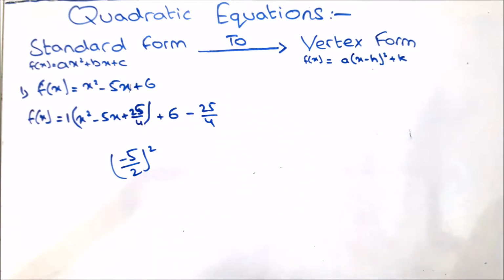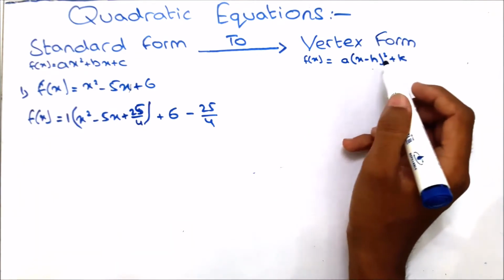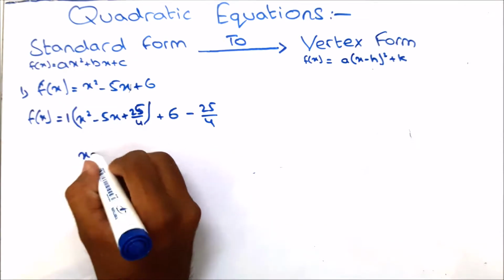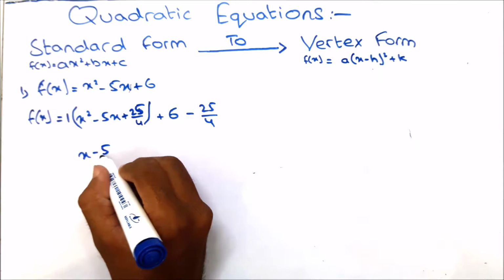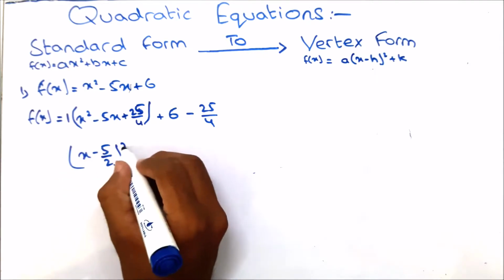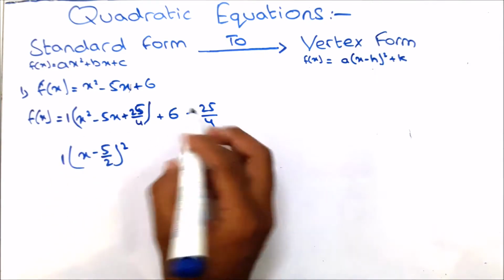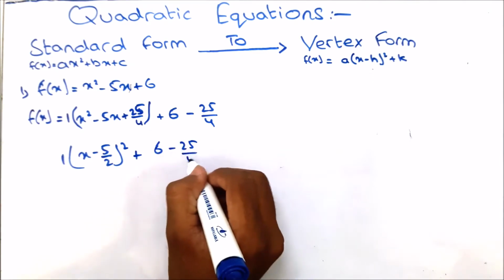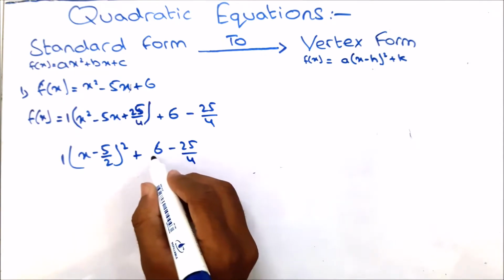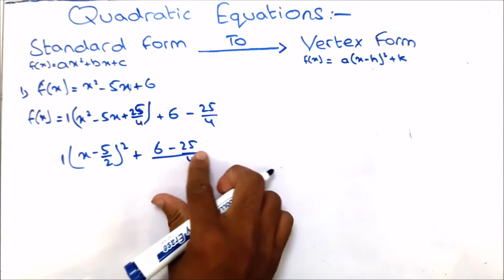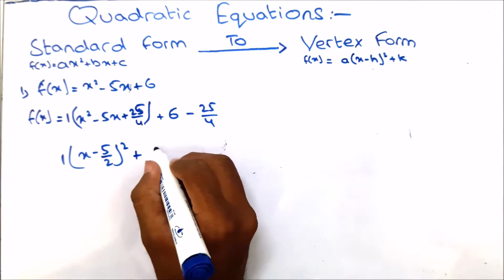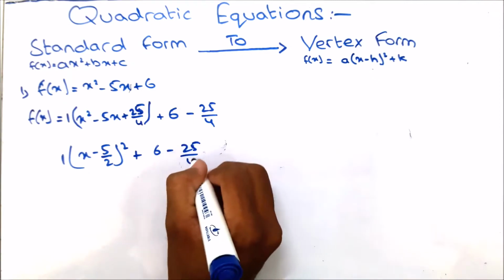Okay, so now it's even and we are near to converting it into vertex form. This is now a perfect square, and we can write it as x minus 5 divided by 2 whole squared. We have 1 over here, and plus 6 minus 25 divided by 4. I'll just do it in two steps. Okay, we have 6 minus 25 divided by 4.